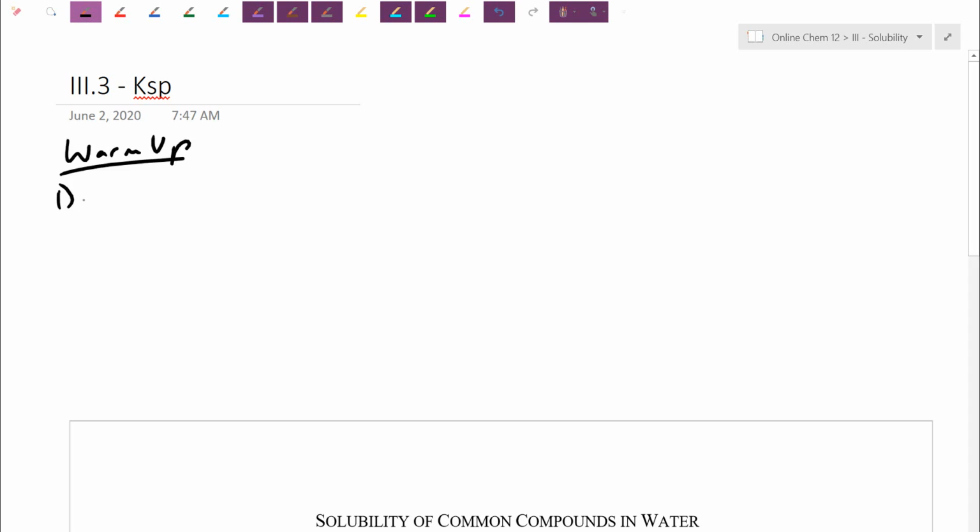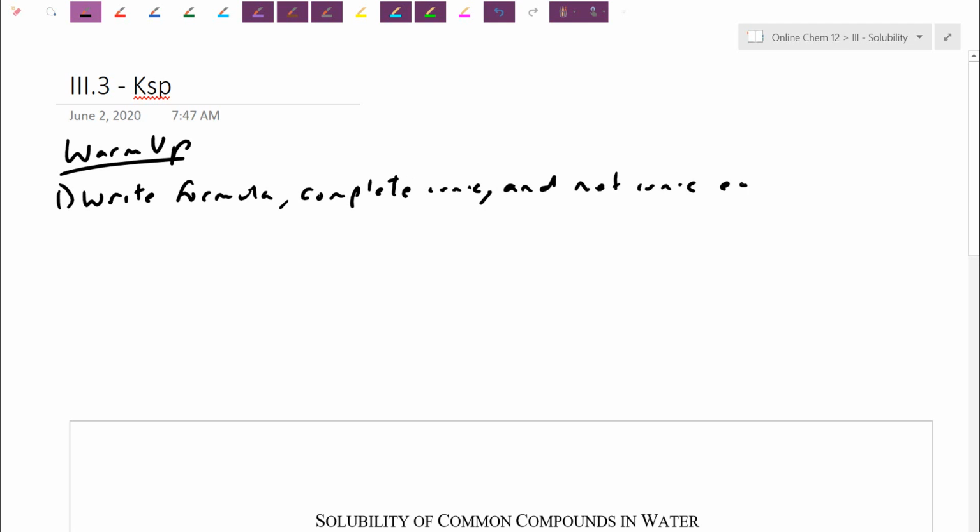Question number one, like we did last day, I want you to write the formula equation, write the complete ionic equation, and write the net ionic equation for the following mixture. You will need to use your solubility chart for this, and I'm going to give you the problem. Lithium chloride. Let's react it with barium nitrate. I'm just going to get you to predict, balance, and classify.